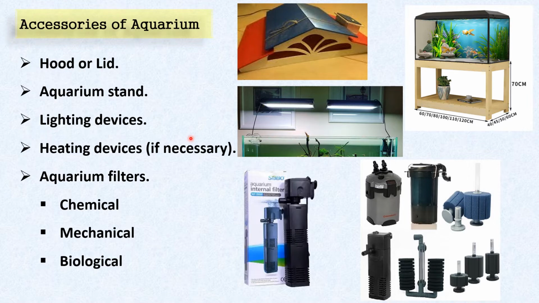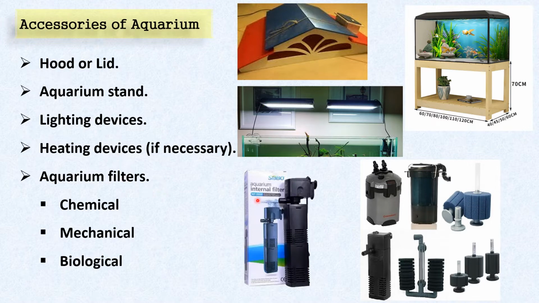Lighting devices include artificial light, right? The aquarium appears very beautiful if you put on a light, but see that the light is not going to irritate or disturb the fishes. So this is about the lighting devices. And then heating devices. In some parts of the world where the temperature is very cold, you may have to install a heating device to maintain the ambient temperature of the aquarium. But in a country like India, we rarely need this device.